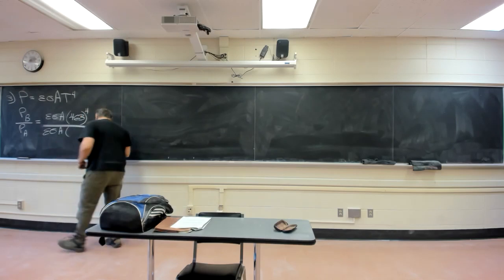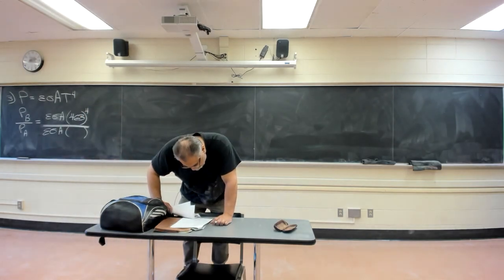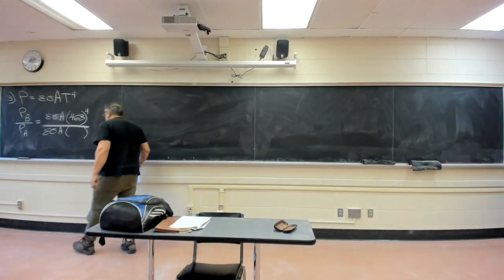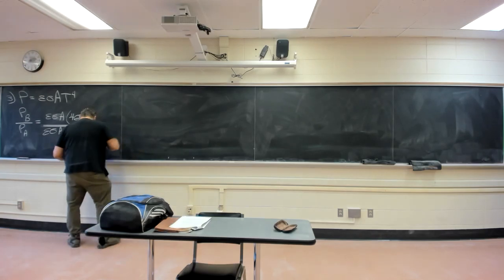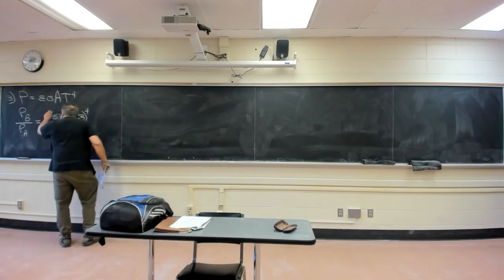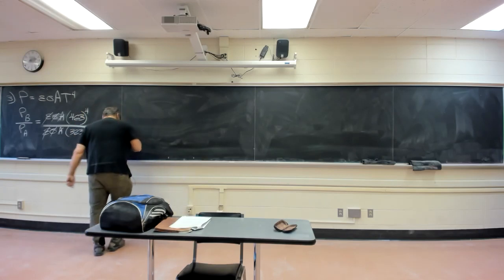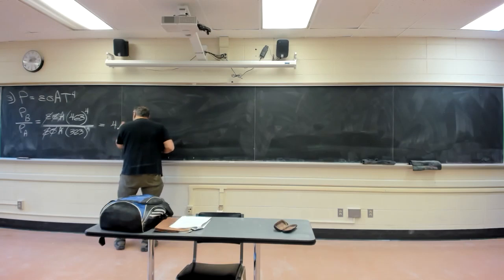The other one is 50 degrees Celsius. So 50 plus 273 is 323, and that's to the fourth. Well, here we go. Everything cancels. At the end of that song and dance, guys, that ratio is going to be 4.22.